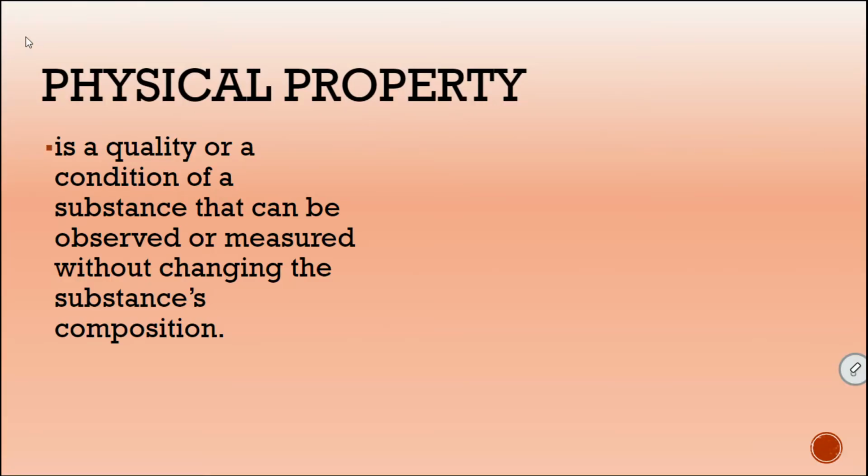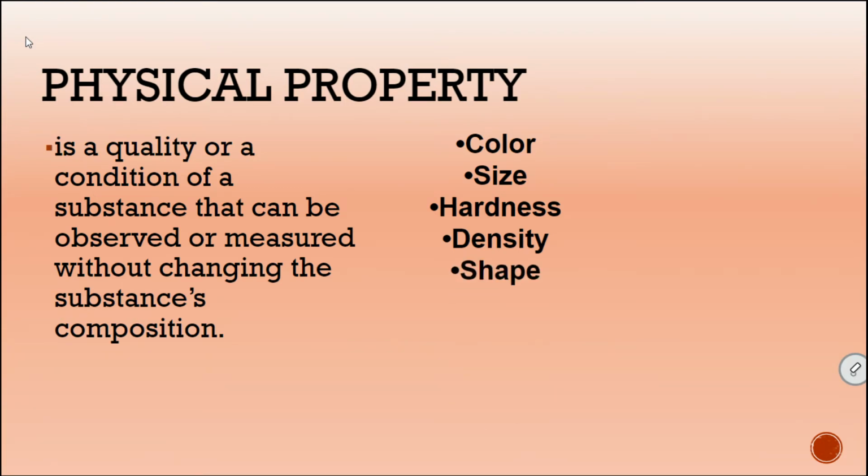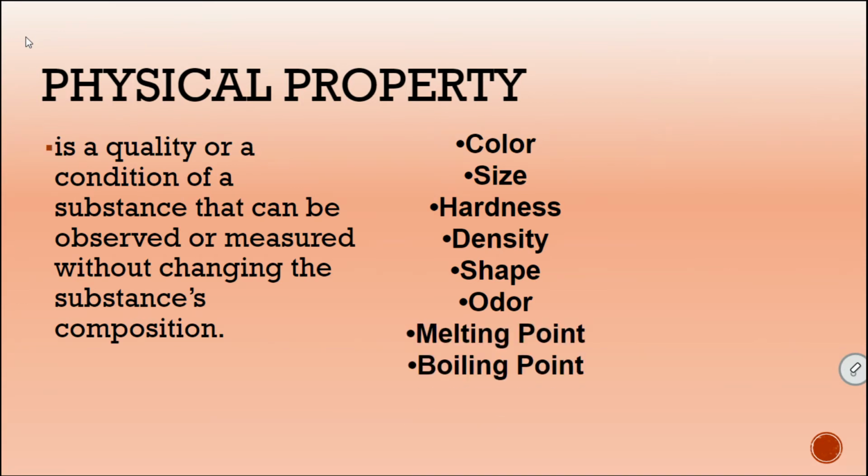A physical property is a quality or a condition of a substance that can be observed or measured without changing the substance's composition. So a property that's physical has nothing to do with its chemical composition, but more of things that we can observe qualitatively. Things like color, size, hardness, density, shape, odor, which is smell, melting point, boiling point, and you could also have freezing point and condensing point with these as well. These are all physical properties.